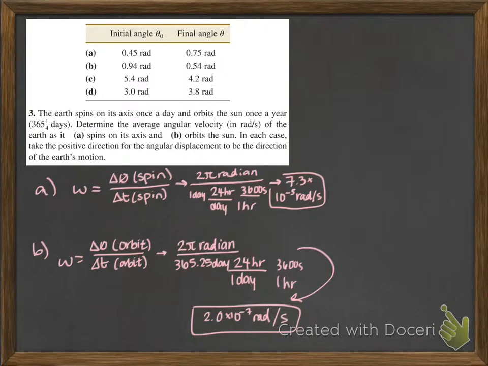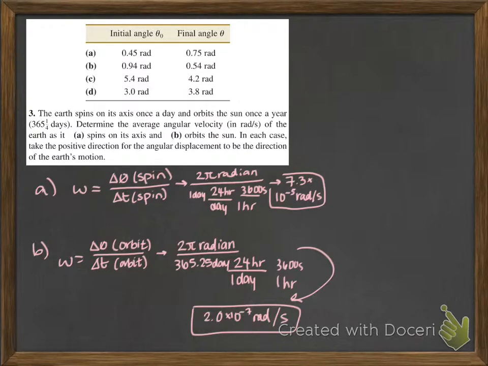So if w equals theta over time, and we're just going to look at the speed of it, we already know that 1 revolution is 2 pi radians, and they're asking for its spin on its axis, which means it's going through a full rotation, and you just have to keep in mind the time. If it spins on its axis, it takes 1 day, so we have to convert that into seconds. So 1 day equals 24 hours, and 1 hour equals 3600 seconds. You're just dividing 2 pi by that, and it will give you 7.3 times 10 to the negative fifth radians per second.